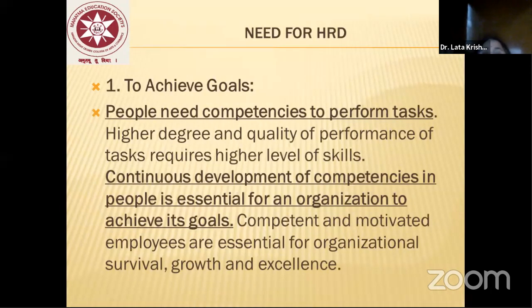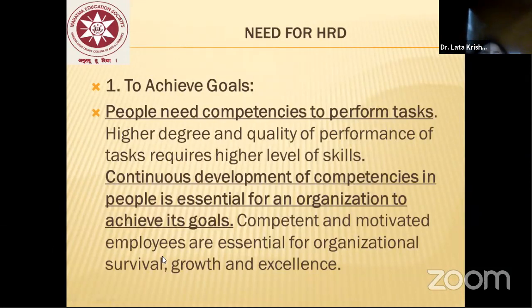Now, what is the need for human resource development? People need competencies to perform tasks. So if you're given, as in my previous example, if you're going to be an accounts clerk, you have to have knowledge of computerized accounting software. Continuous development of competencies in people is essential for an organization to achieve its goals.